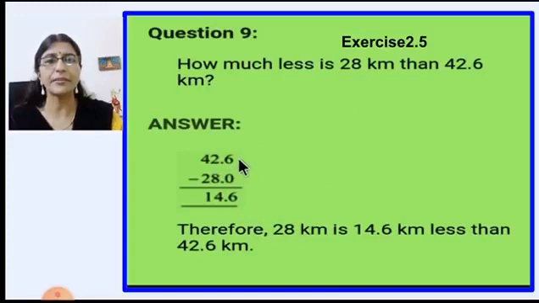So first we'll start from here. 6 minus 0 is 6. This 2 is smaller, so you have to carry 10, it will become 10 plus 2, 12. 12 minus 8 is 4. This will be reduced to 3. You have to subtract. 4 minus 1, 3 minus 2, 1. So you will get here 14.6. Therefore 28 kilometer is 14.6 kilometer less than 42.6 kilometer.